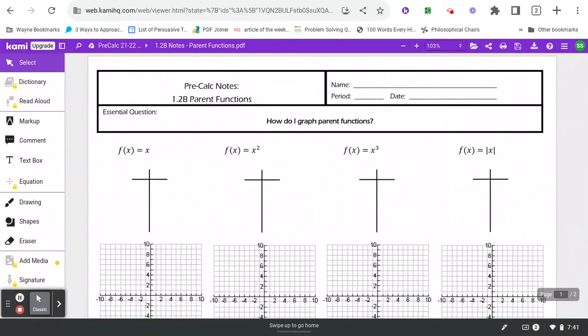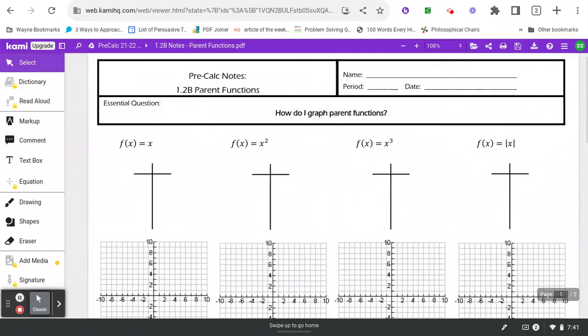These are the 1.2b pre-calc notes. Today we're going to be talking about graphing parent functions, which are pretty much just 8 different graphs that we want you to be familiar with. So we're going to make a t-chart for each so you can see why these graphs end up looking the way they do, and then we'll give you a little bit of a rule and a shortcut.